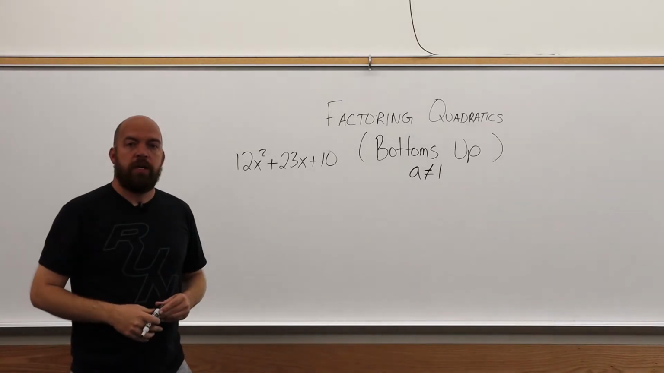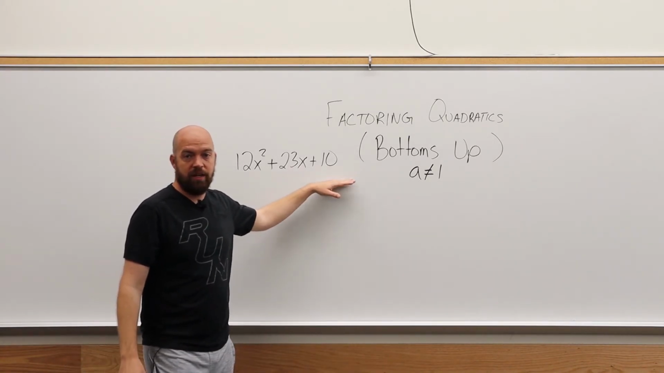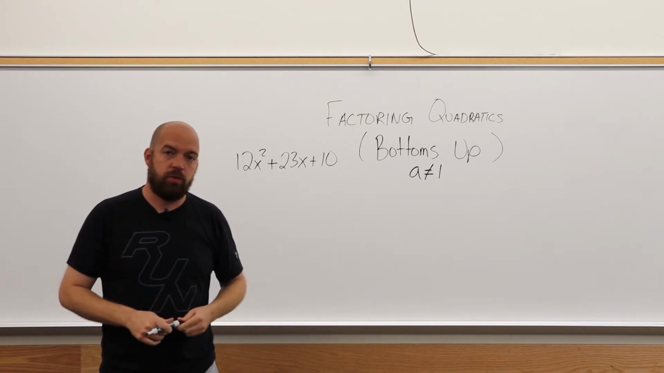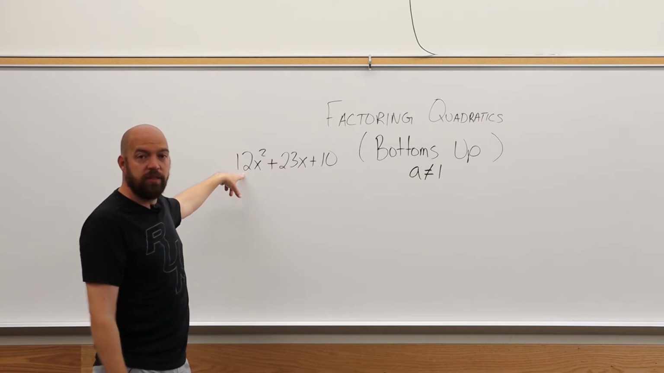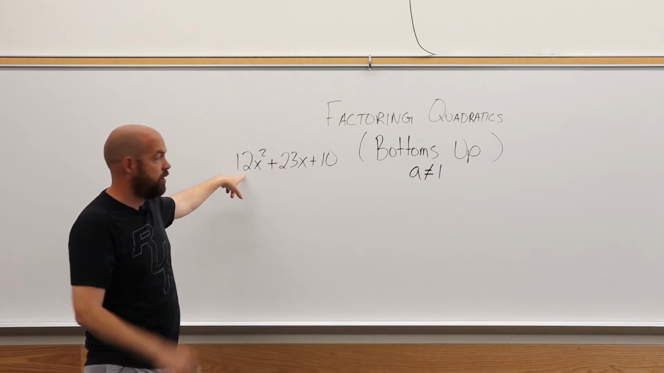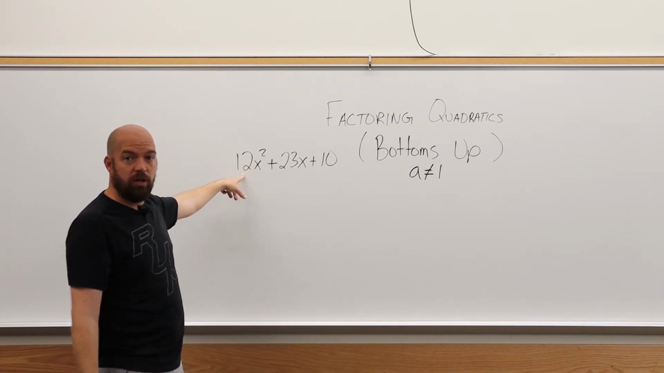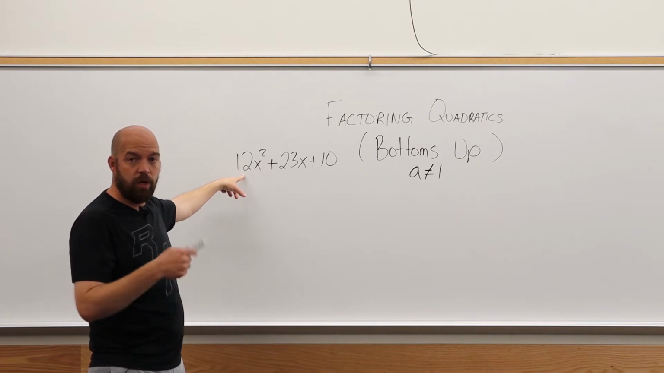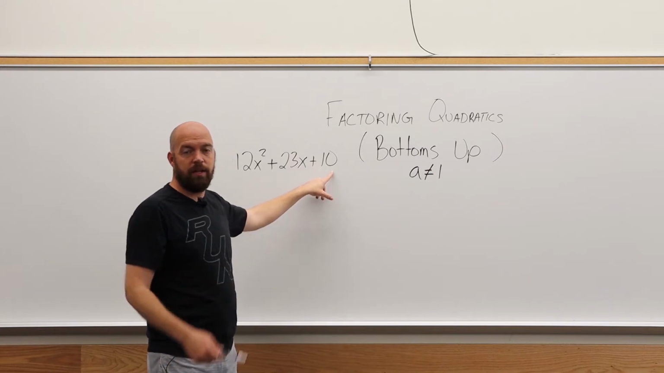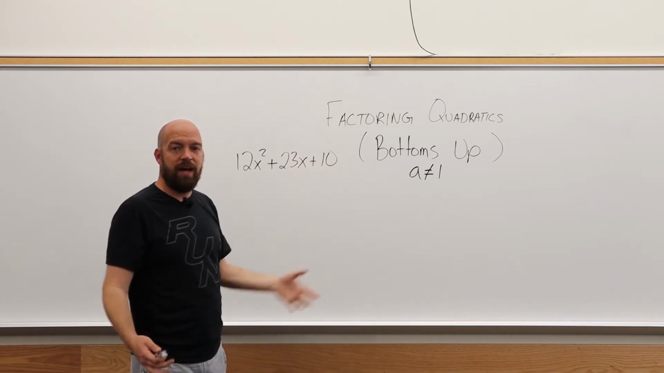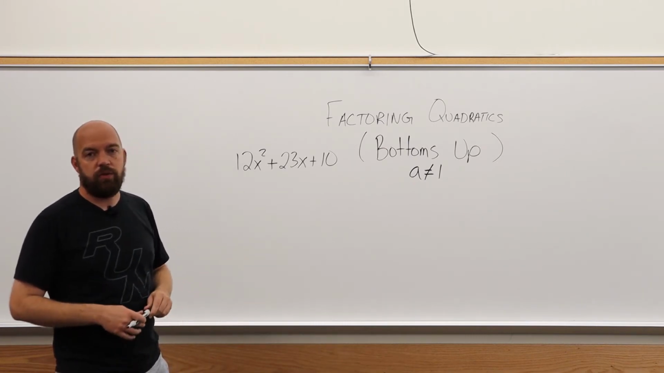All right, I've got an example here, 12x squared plus 23x plus 10. This is kind of a difficult one to use other shortcuts. The number in front of the x squared, the a, is not 1, so I can't use the x factor. Guess and check would be really difficult with this one because 12 has a lot of options: a 1 and a 12, a 2 and a 6, a 3 and a 4. Also the 10 could be a 1 and a 10 or a 2 and a 5, so that one I wouldn't really use.